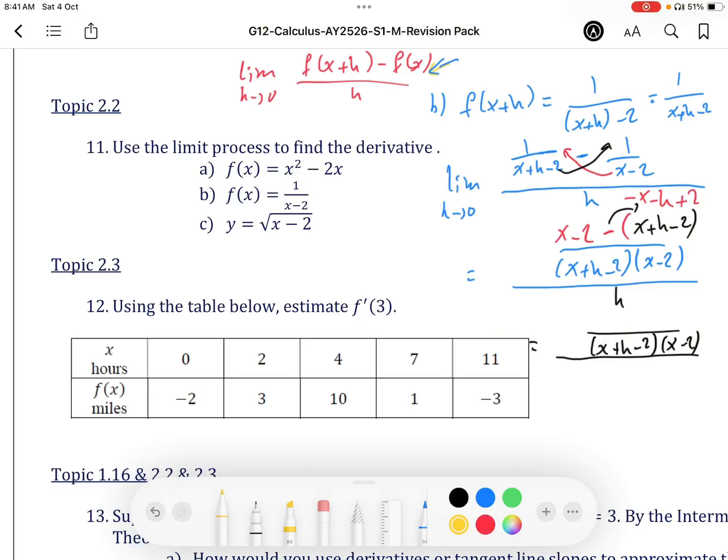Simplify the plus 2 with the minus 2, the minus x with the plus x. So the remaining is negative h. Divide by h, I'm gonna put over 1. So the h with the h cancelled, and the remaining is 1 over x plus h minus 2 and x minus 2.